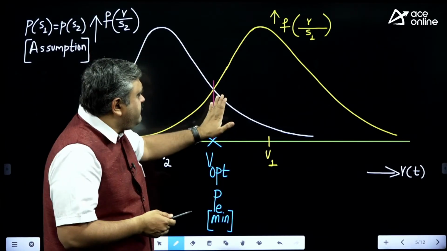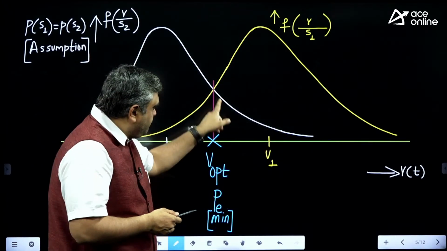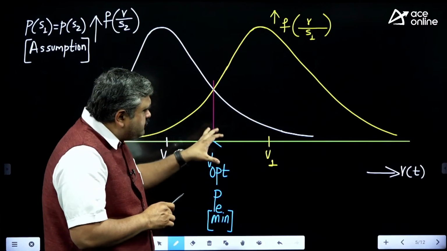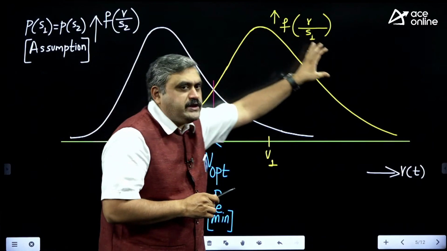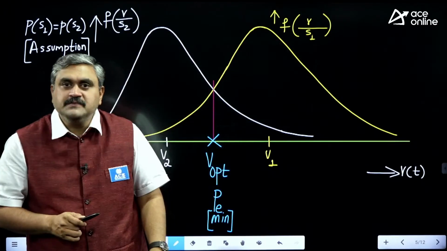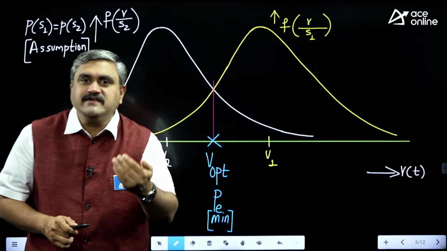It is coming somewhere in this region. Your white curve is also here. I am saying it is there, but most of the time it may come in this yellow region. That means what is the meaning? This curve belongs to your S1 or not? That means you can decode it as S1.